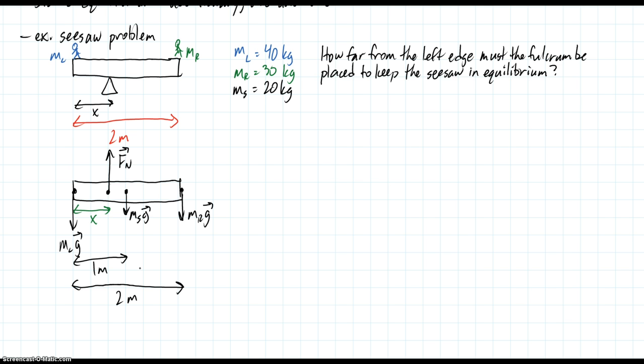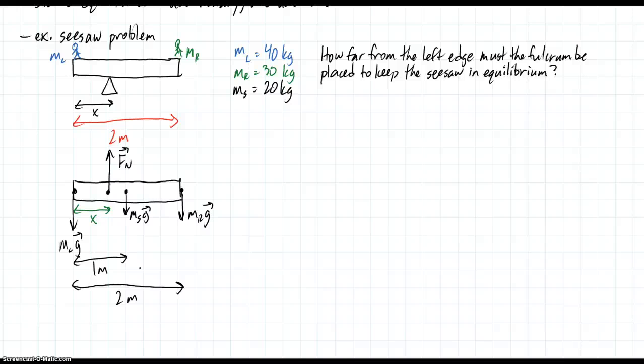One would be to say we can find the normal force that the fulcrum exerts using F net equals 0 and use the measurements that we've seen there. I'm going to show a different way of doing it here, based on the fact that we know 3 of the forces and we don't know one other. We don't know that normal force.